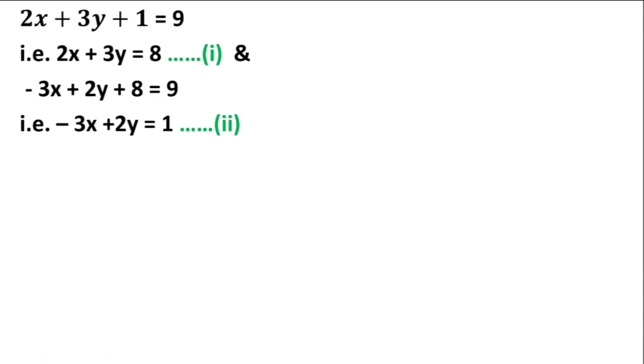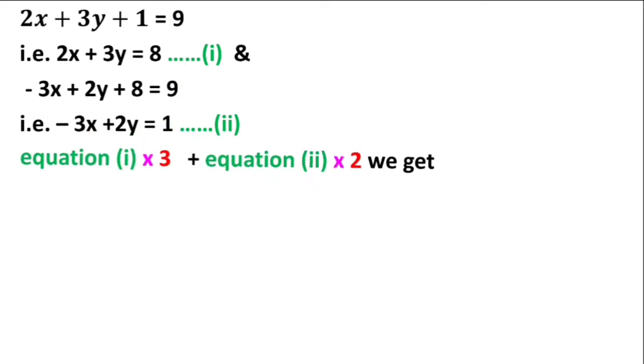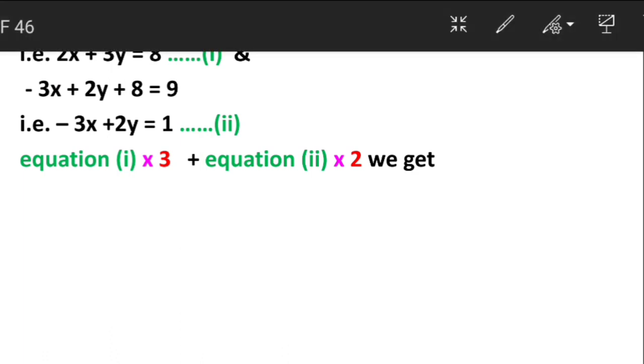Now you have to observe this one. See here, equation 1 is 2x plus 3y and here minus 3x plus 2y. So you have to simplify this. That is equation 1 multiplied by 3 plus equation 2 multiplied by 2 here. So here minus 2x. Now I want to highlight here. See, equation 1 is this one and equation 2 is this.